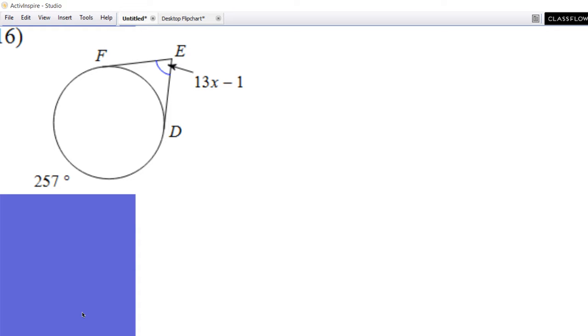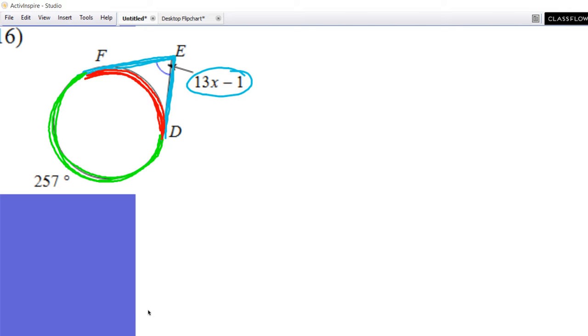I'm going to be solving problem number 16 with you guys. So I get a problem. The first thing I want to do is color code so I know what formula to use. My angle goes in blue. Then my biggest intercepted arc goes in green. The smallest intercepted arc goes in red. Notice how I have a measure for the angle. I have a measure for the biggest arc, but I do not have a measure for the smallest arc. But I can find it.